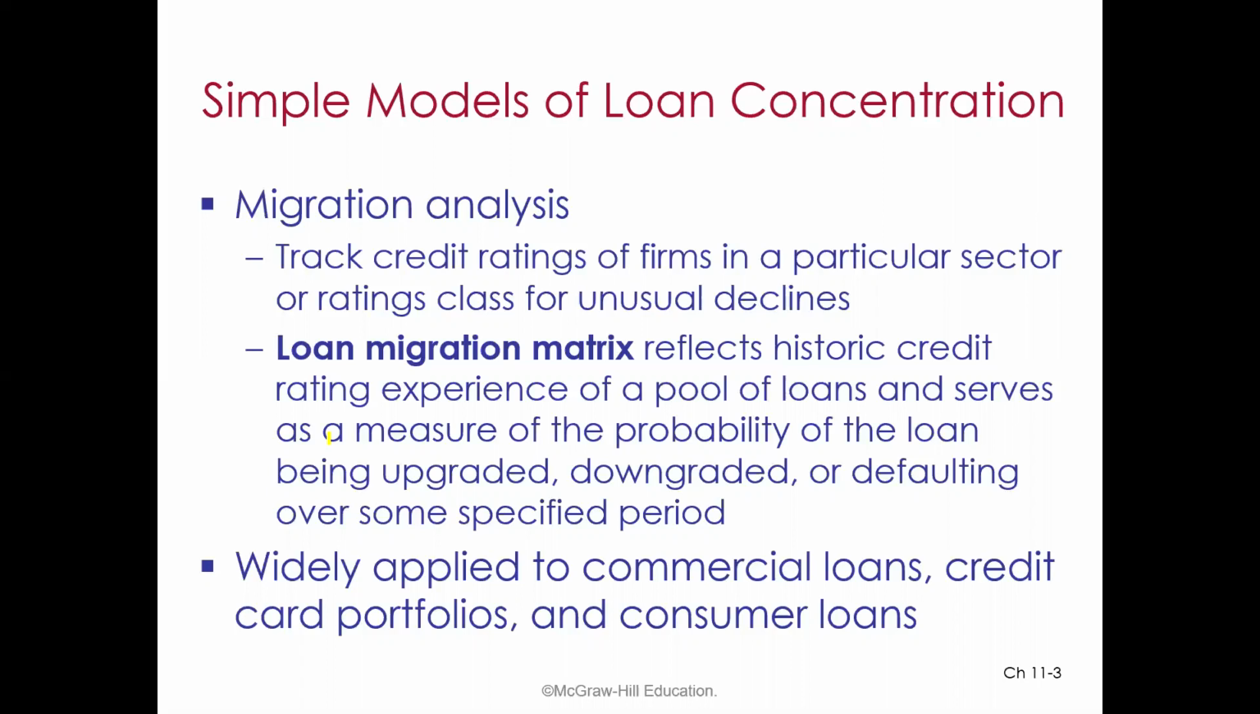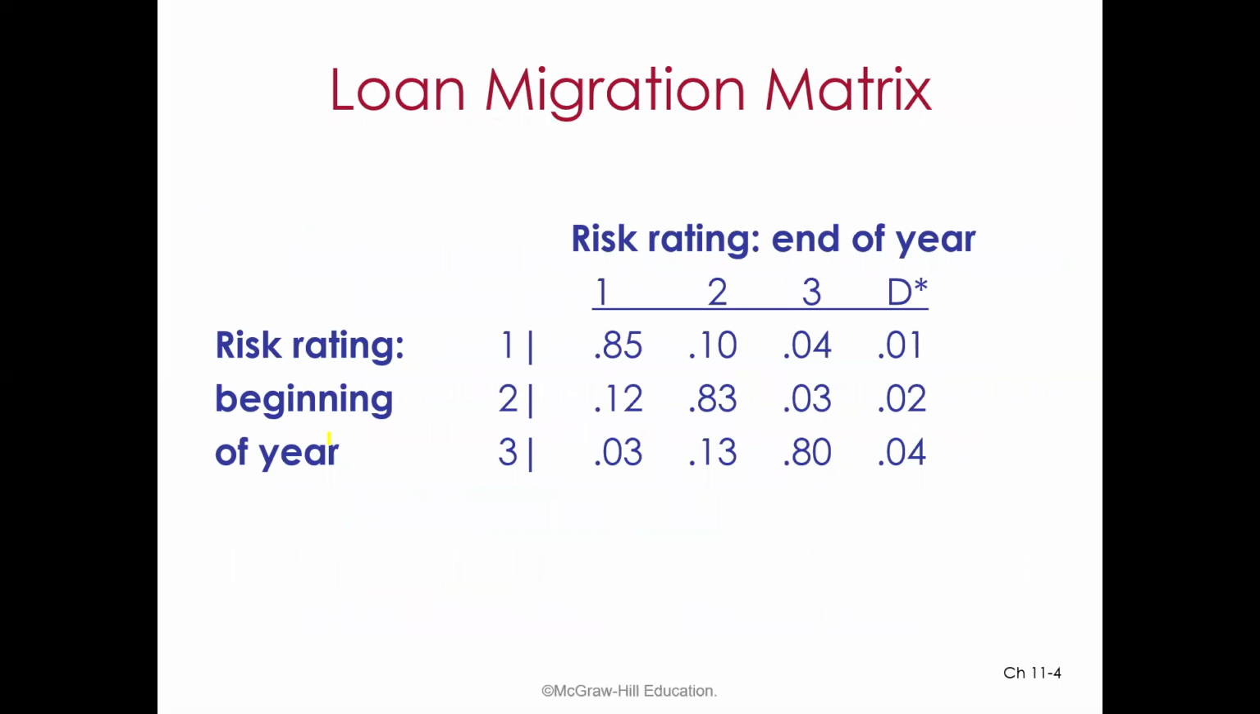Okay, so a loan migration matrix, also known as a transition matrix, seeks to reflect the historic experience of a pool of loans in terms of their credit rating migration over time. As such, it can be used as a benchmark against which the credit migration pattern of any new pool of loans can be compared. This table shows a hypothetical credit migration matrix in which loans are graded into 3 rating classes. You can see class 1, 2, 3.